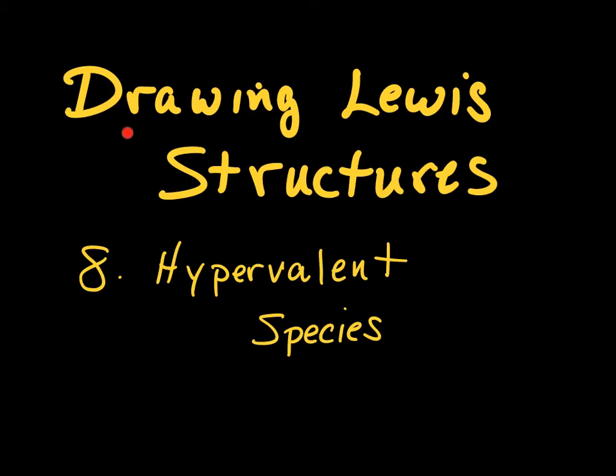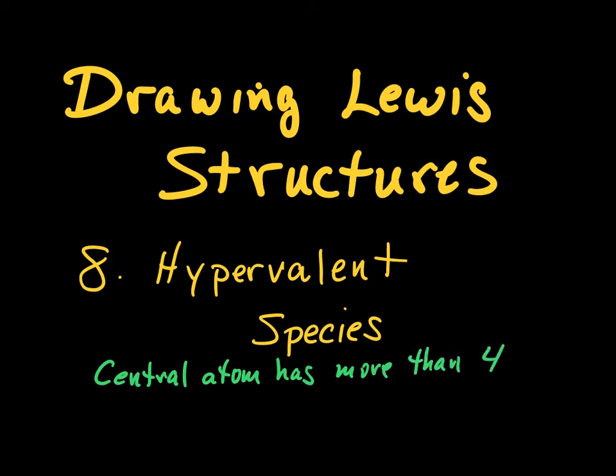So in this presentation, we're going to continue talking about drawing Lewis structures. And we're going to focus on hypervalent species. These are species where the central atom has more than 4 electron regions.